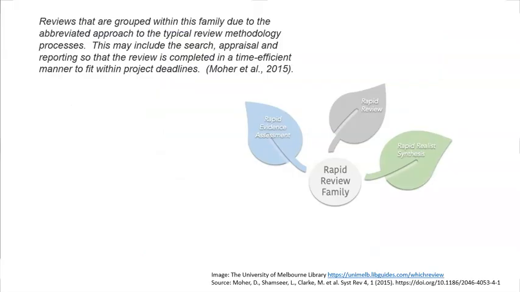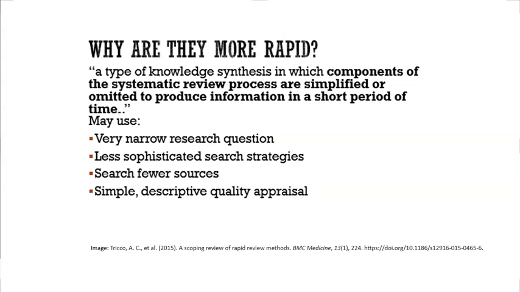Rapid reviews are grouped within this family due to the abbreviated approach of this type of methodology. There are different types of rapid reviews, and you can look those up as well. So why are they more rapid? A very narrow research question, and you probably have that. Less sophisticated search strategies. You're looking for everything, but not all everything. You search fewer resources rather than searching 8 databases. You may search 3 of the most appropriate ones.